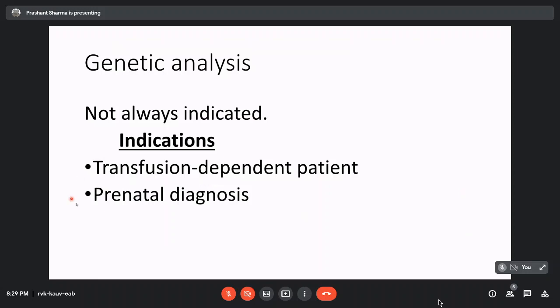Another big group in bigger centers has now become prenatal diagnosis. So if a couple has already had a thal major baby, or they've found out during preconceptional or antenatal testing that they are both thal traits, they might want to know if the baby is going to be a thal major. Well, then you need to do a molecular test because HPLC won't help in an in utero stage.